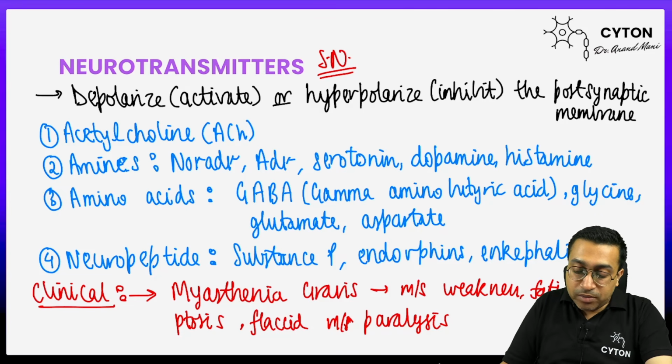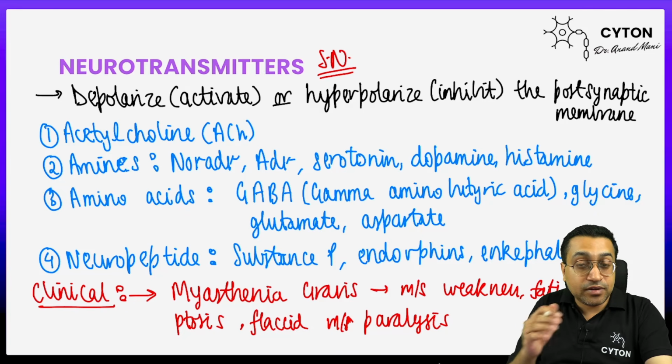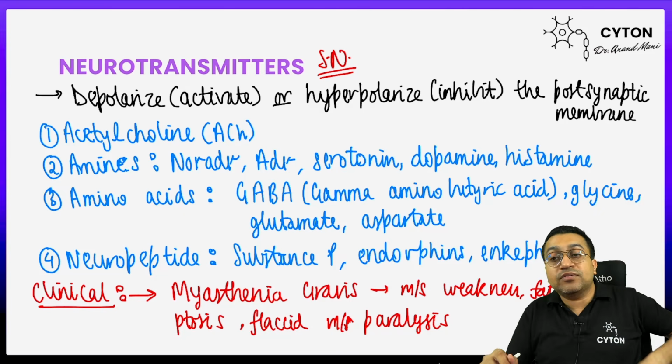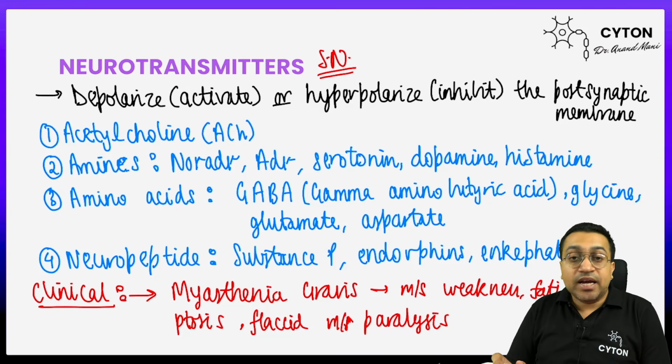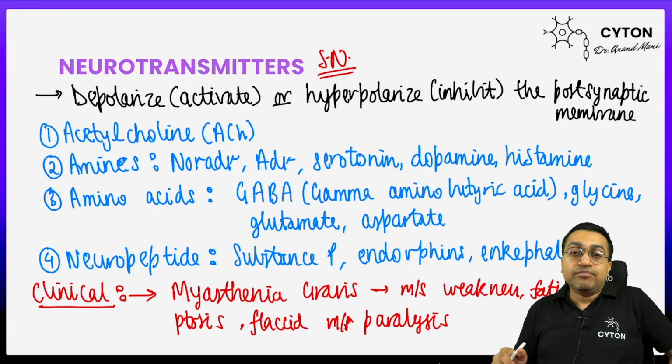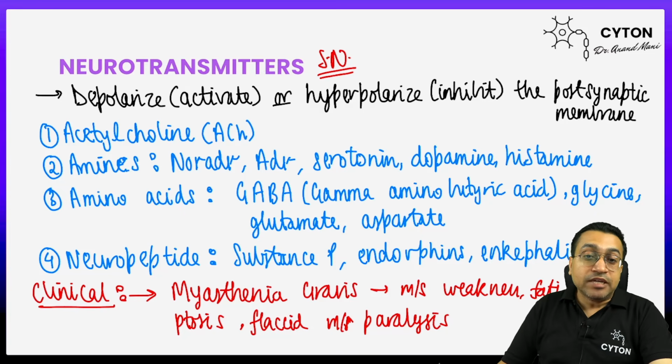Treatment, so you can imagine the treatment will be the anticholinesterase drugs. So for example, you will be hearing in pharma prof, that is neostigmine. Neostigmine enhances the acetylcholine concentration, and hence it is useful in the treatment of myasthenia gravis. Okay, so this is about the neurotransmitters which you have to remember.